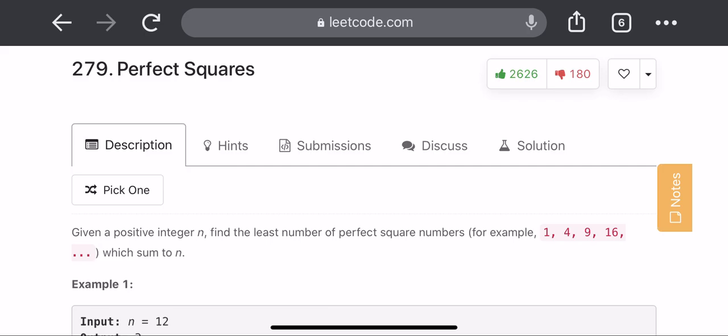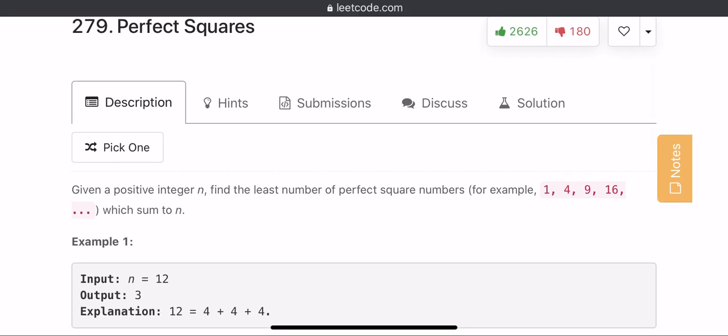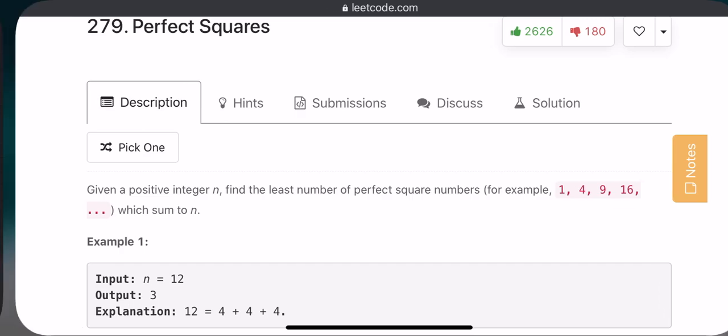Hey guys, let's see how we can solve this LeetCode 279 Perfect Squares. Let's go through the problem description. We will be given a positive integer n. We have to find the least number of perfect squares which sum to n. Let's see what the problem says.